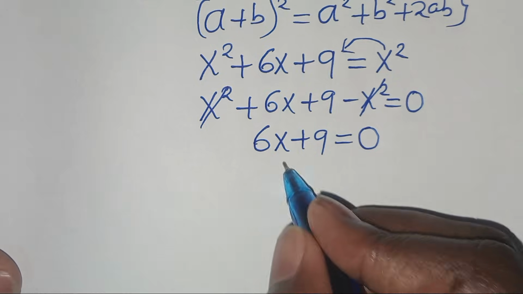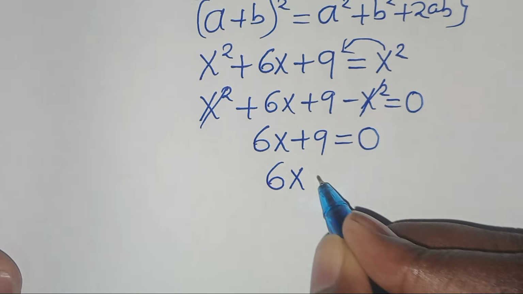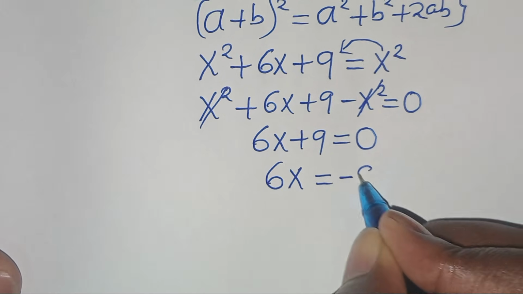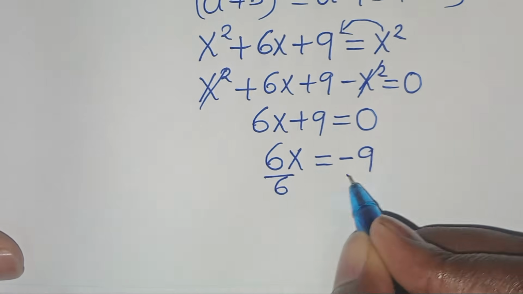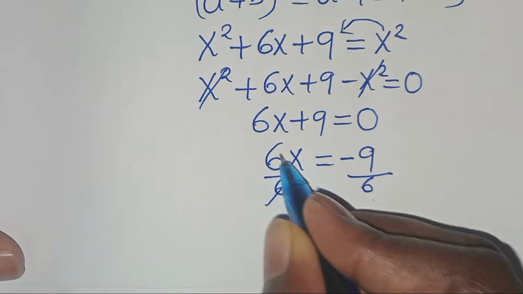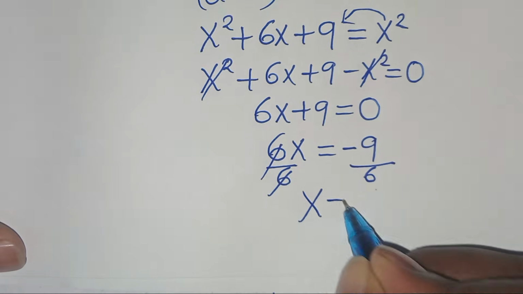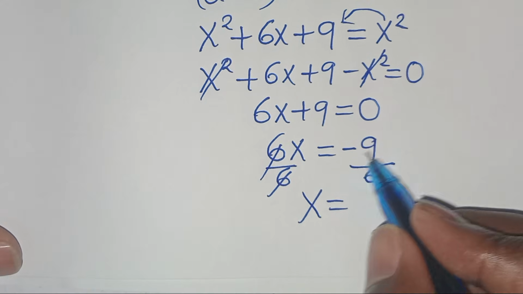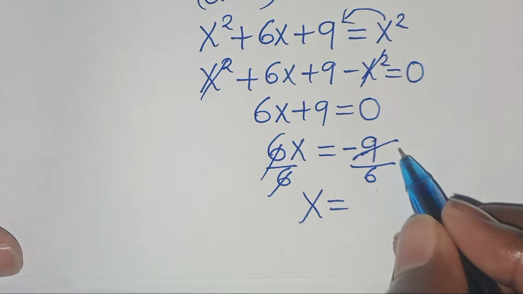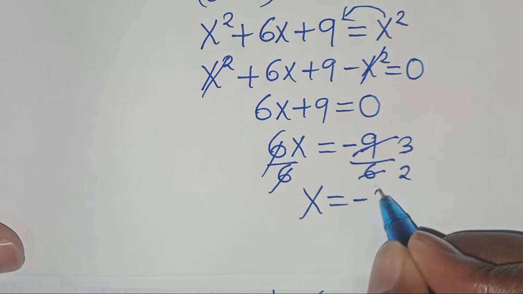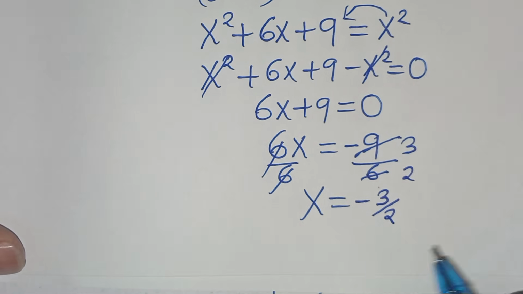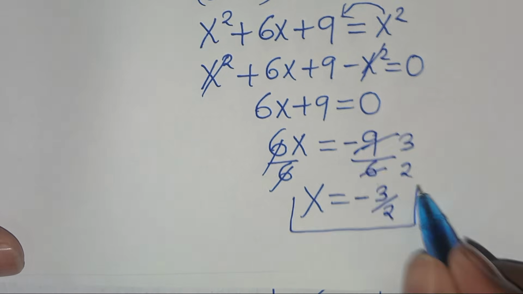So this means we have 6x equal to negative 9. Now let's divide both sides by 6, so the value of x is equal to, let's divide 9 by 3, that is 3, and 6 divided by 3 is 2. So we have x equal to negative 3 over 2. Now this is the value of x.